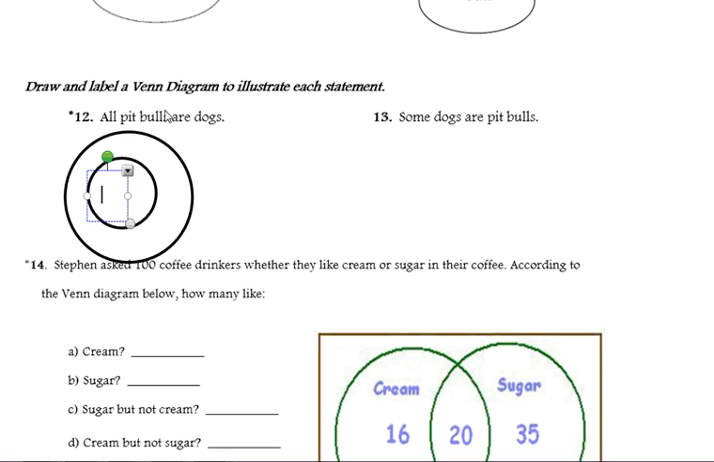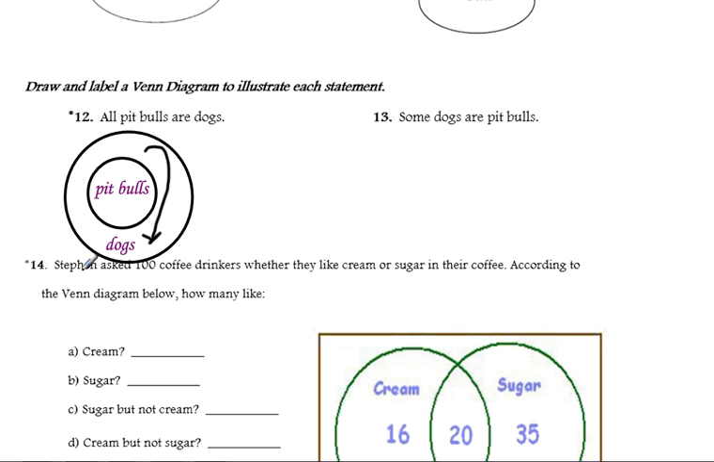So pit bulls will go on the inside circle. Following that, the next idea or subject goes on the surrounding circle. So we should have dogs here. So when we read this statement or this Venn diagram, it should be true both inside to out and outside to in. If we read it inside to out, we read all pit bulls are dogs. And that's true.